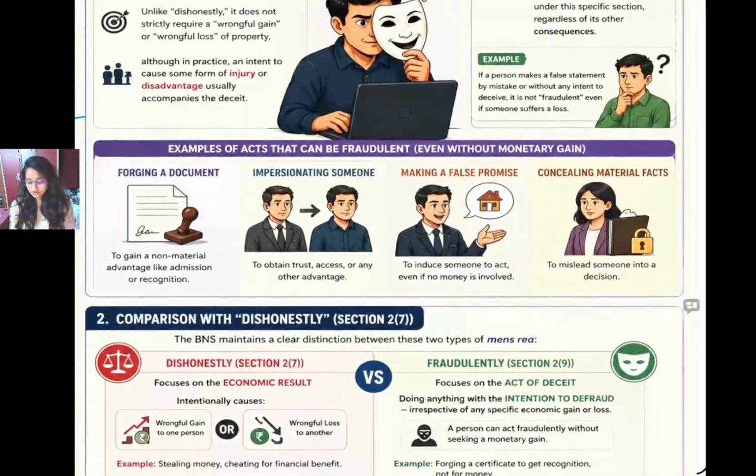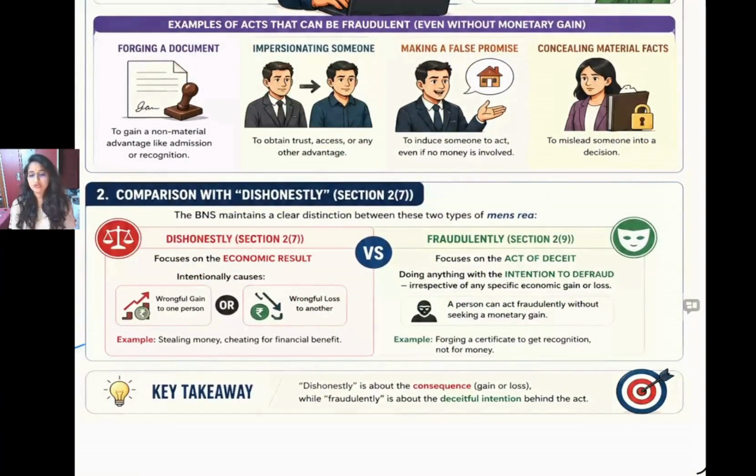If we compare it to the term dishonesty, because these two terms are used interchangeably very frequently, the BNS maintains a clear distinction between two types of mens rea. On one hand, dishonesty focuses on the economic results, intentionally causing wrongful gain to one person and wrongful loss to another person, whereas fraudulently, Section 2, subsection 9, focuses on the act of deceit. A person can act fraudulently without seeking a monetary gain, such as forging a document to gain a non-material advantage.